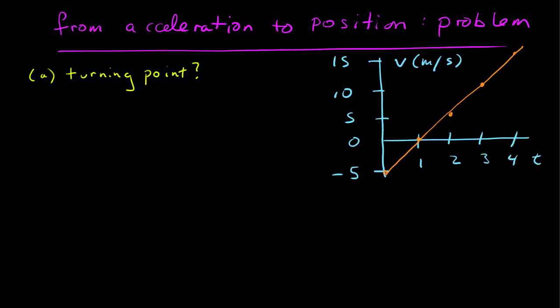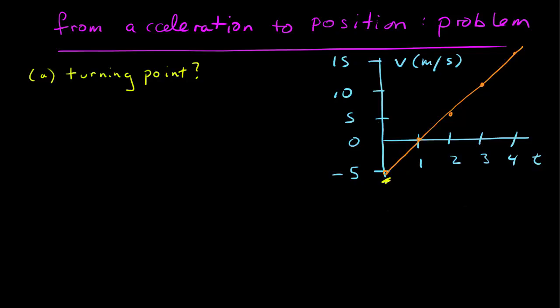In this problem, we're given a velocity versus time graph. And we're asked, first of all, does this particle have a turning point? And the answer is yes, that it does. And the best way to see this is to visualize what this velocity curve represents.